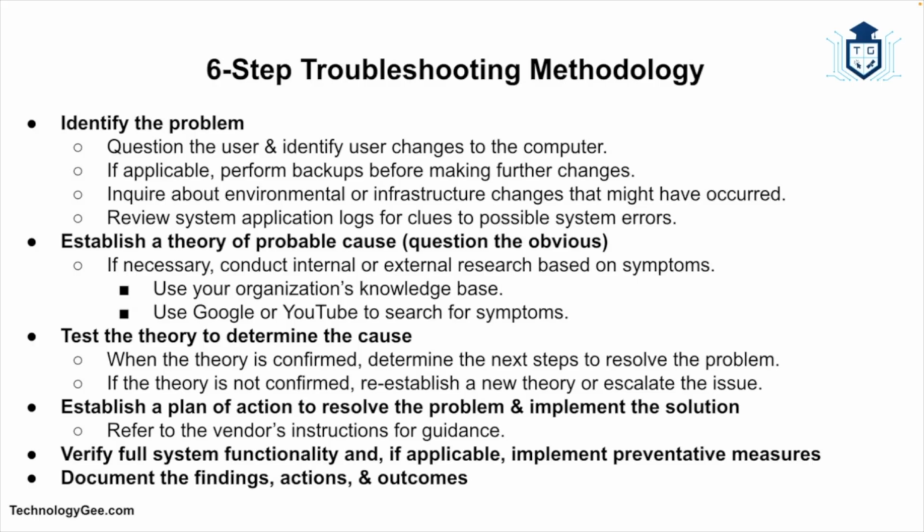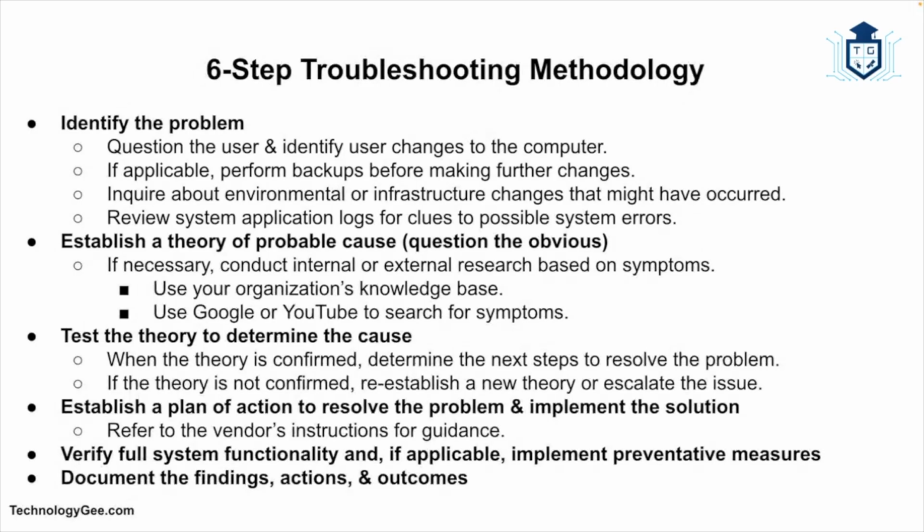After that, you want to establish a theory of probable cause and question the obvious. So if necessary, conduct internal or external research based on symptoms, use your organization's knowledge base, or go to Google and YouTube and find the answer. And then after that, you want to test the theory to determine the cause. So when the theory is confirmed, determine the next steps to resolve the issue. If the theory is not confirmed, you want to reestablish a new theory or escalate the issue to somebody who can solve it for you.